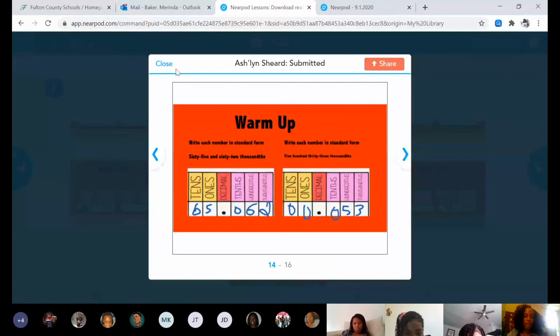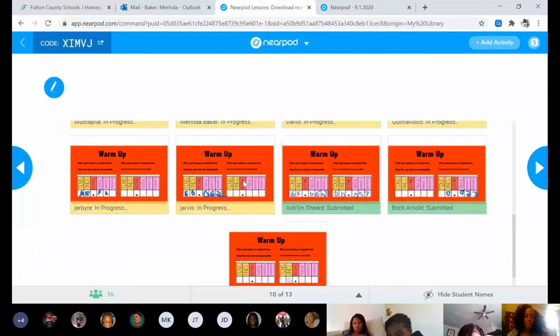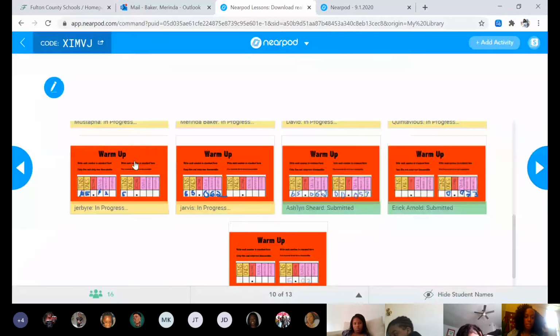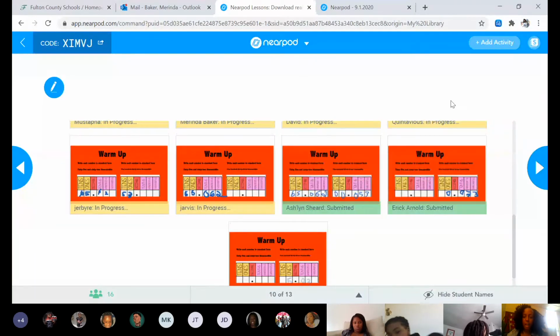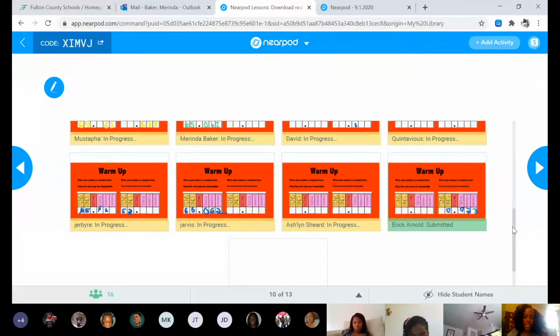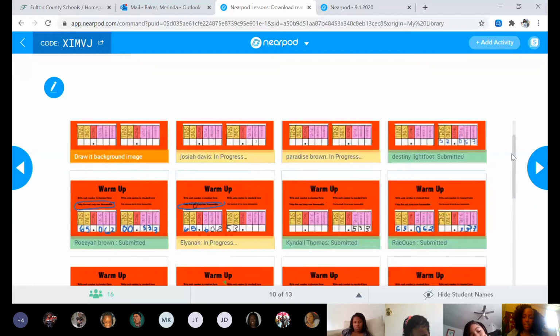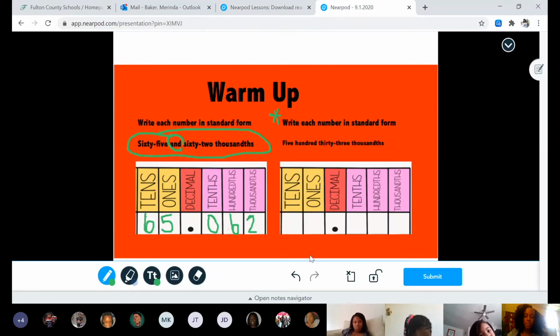Ashlyn, okay, I see you got yours in. Jarvis, make sure we're on the second one. We're on the second one. We already did the first one together. Oh, Jabari, I see you in. Thank you, sir. I appreciate it. All right, let me see. I need somebody. Kendall, you got yours correct. Can you explain to me now?